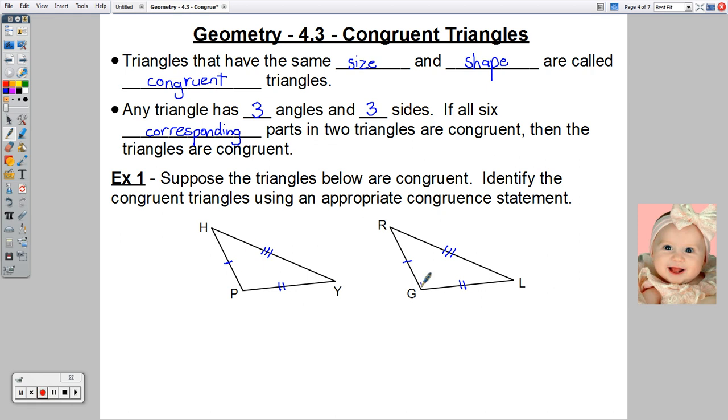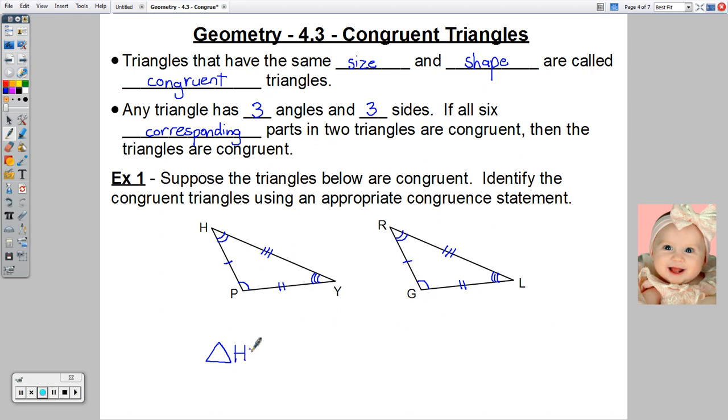And then I'm going to have 1 here, 1 arc mark on G, that has to match up with P. I'm going to put 2 on H, that's matching up with R. And I'll put 3 on L and 3 on Y. Those two angles are also matching up. So a congruent statement, that's a fancy way to say, write that the two triangles are congruent to each other. Make sure you put them in proper order.